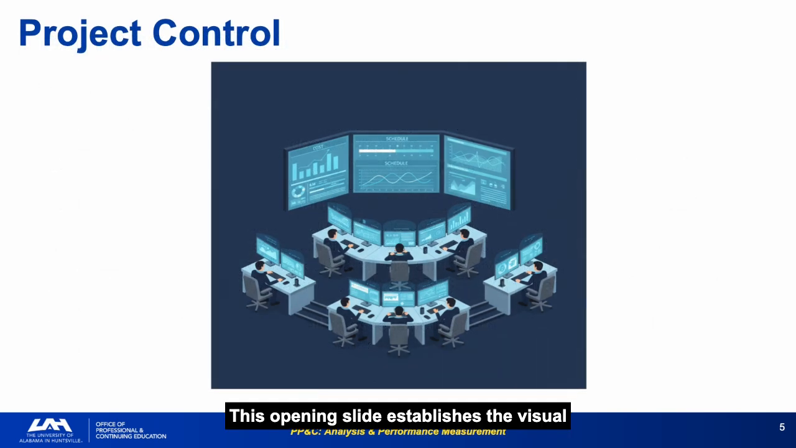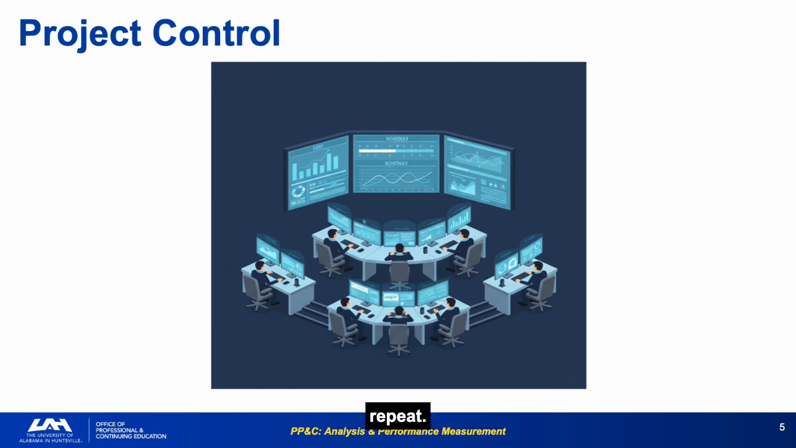This opening slide establishes the visual identity of the control phase, the continuous monthly cycle that PPNC owns. The image represents the shift from the planning phase covered in Course 2 to the control phase that is the subject of this entire course. Project control is not a one-time activity. It is a rhythm that repeats every month from contract award through project closeout. Your job as a PPNC analyst is to keep that rhythm running: gather, integrate, assess, determine, output, repeat.